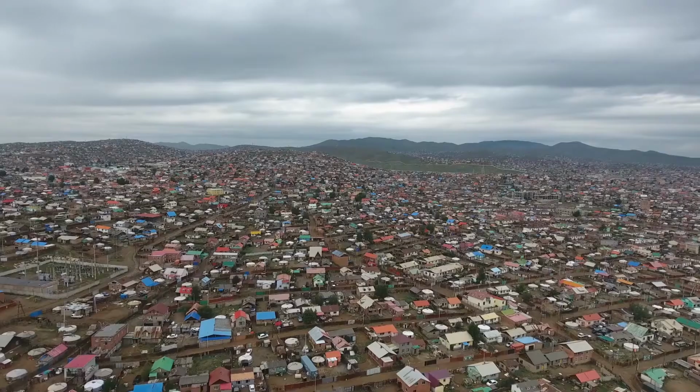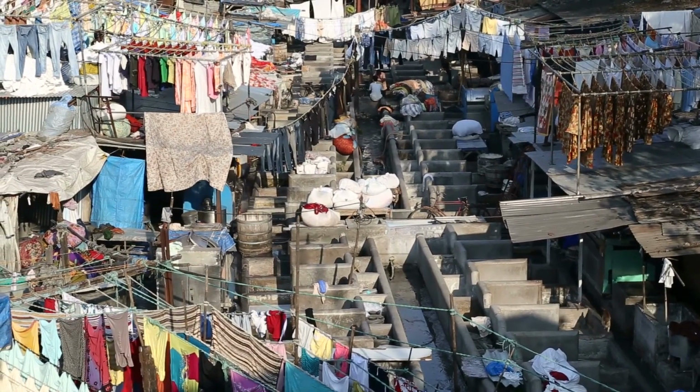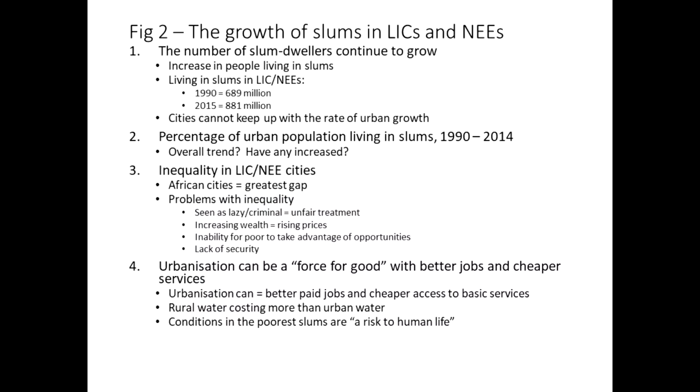them in your answer. Looking at Figure 2, this moves on to the growth of slums in LICs and NEEs. So we see the number of slum dwellers continuing to grow. So more people are living in shanty towns and slums. Again, we've had an increase. In 1990, in slums in LICs and NEEs, there were 608 million people living there, but by 2015 they estimate it to be 881 million.